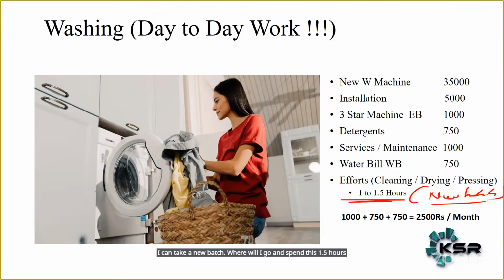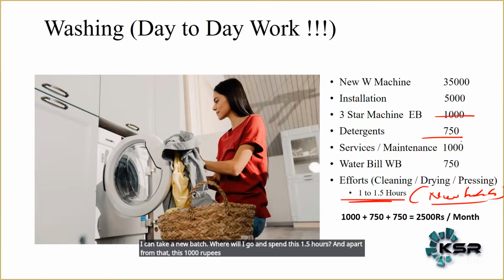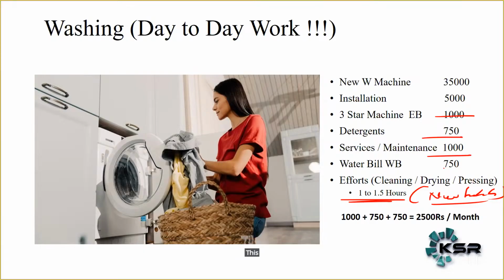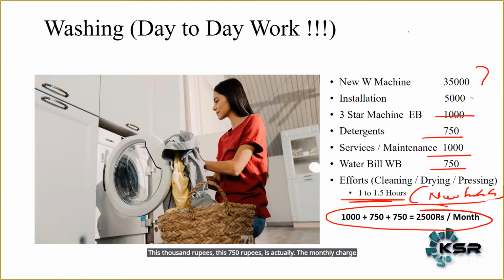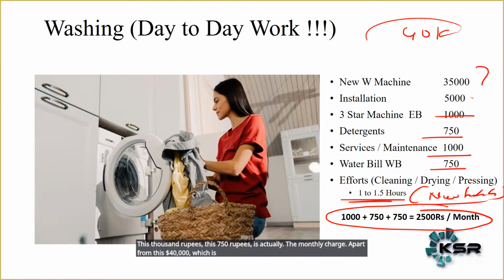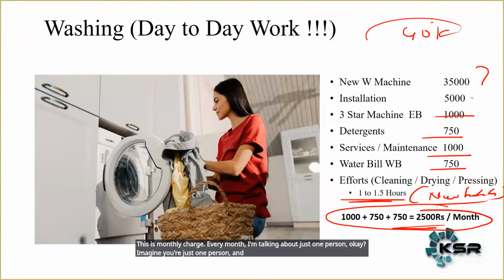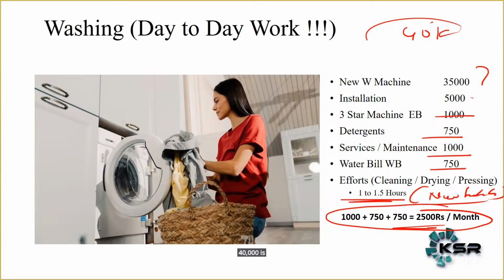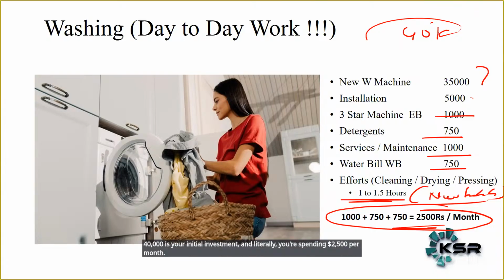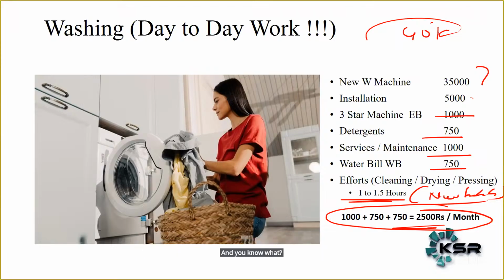And apart from that, this 1,000 rupees, this 750 rupees, this 1,000 rupees, this 750 rupees is actually the monthly charge. Apart from this 40,000, which is the initial cost, this is the monthly charge. Every month, I'm talking about just one person, okay? Imagine you're just one person and you're having this. 40,000 is your initial investment, and literally you're spending 2,500 per month. And you know what? I still don't use a washing machine in my house. The reason?